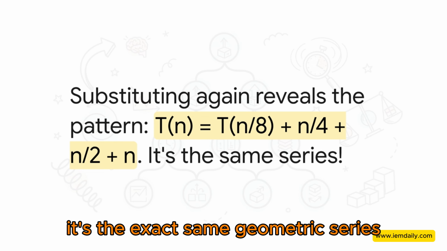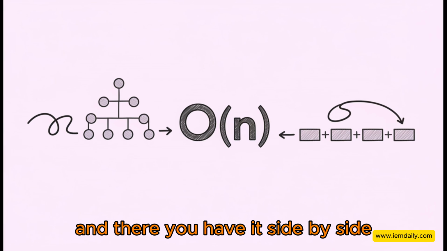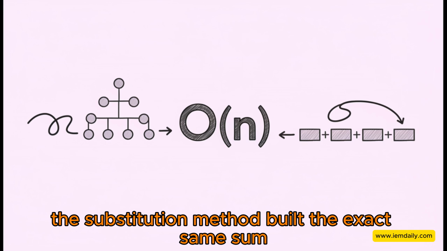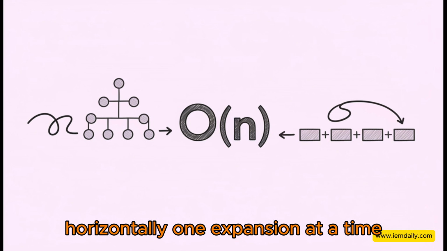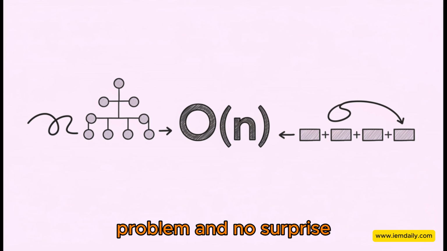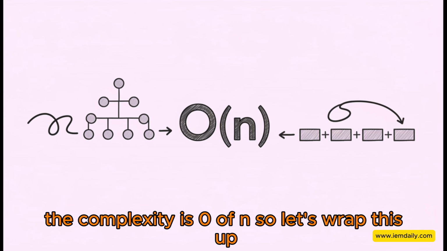It's the exact same geometric series we saw with the tree method, just written out horizontally. And there you have it, side by side. The recursion tree built the sum vertically, one level at a time. The substitution method built the exact same sum horizontally, one expansion at a time. They're just two different ways of looking at the same problem. And, no surprise, they both lead to the same exact conclusion. The complexity is O of n.